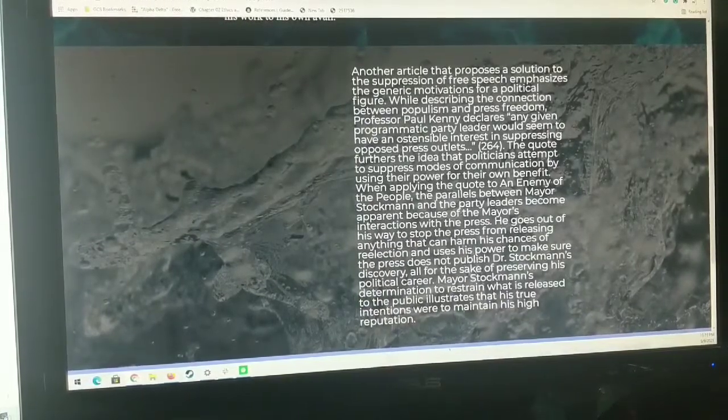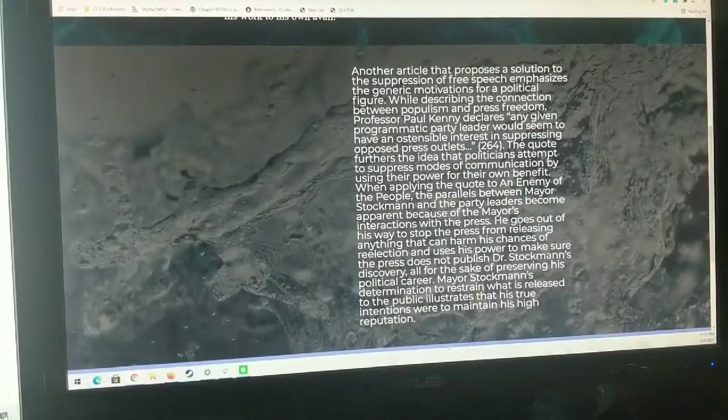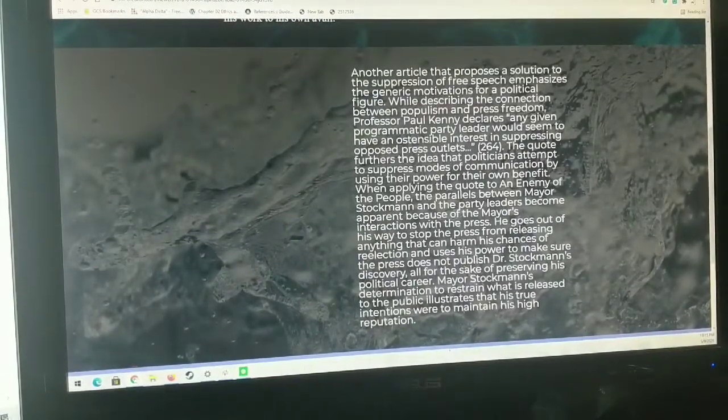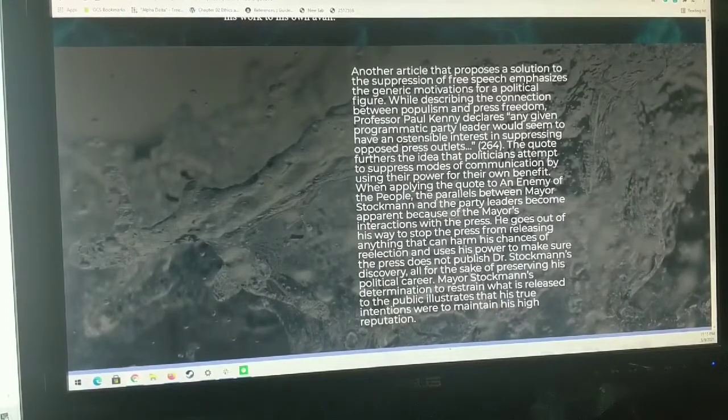The quote furthers the idea that politicians attempt to suppress modes of communication by using their power for their own benefit. When applying the quote to An Enemy of the People, parallels between Mayor Stockman and the party leaders become apparent because of the mayor's interactions with the press.